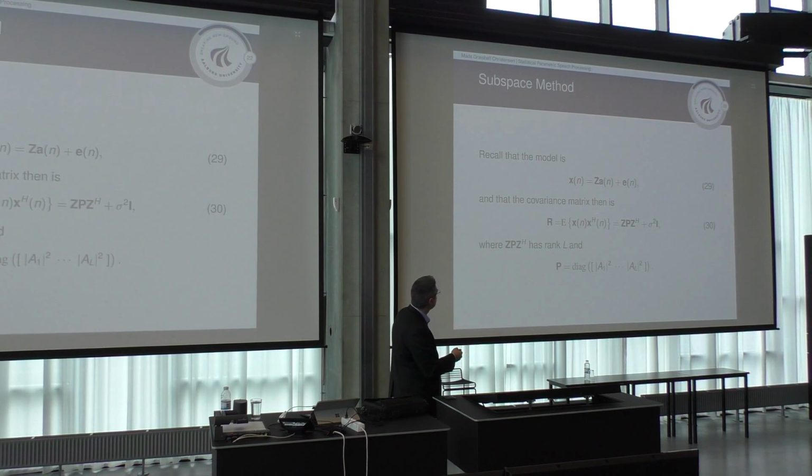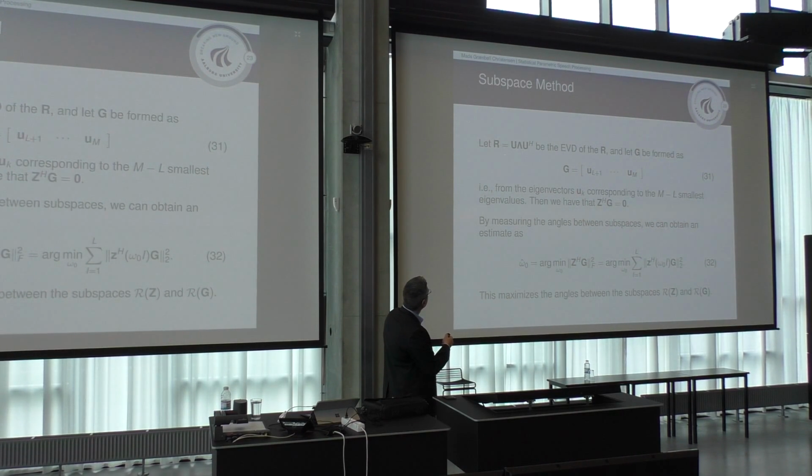Okay, but we can do this in other ways. If you recall that the model looked like this up here, and the covariance matrix we could express like this under the conditions mentioned before, then this had rank L, and P contained the power of the sinusoids in the Z matrix here. Then if you compute the eigenvalue decomposition of R, so it's U, lambda, and U^H here, then you take the eigenvectors corresponding to the M minus L smallest eigenvalues, and you stuff them in this G matrix here. Then you can show that this Z matrix here should be orthogonal to the G matrix.